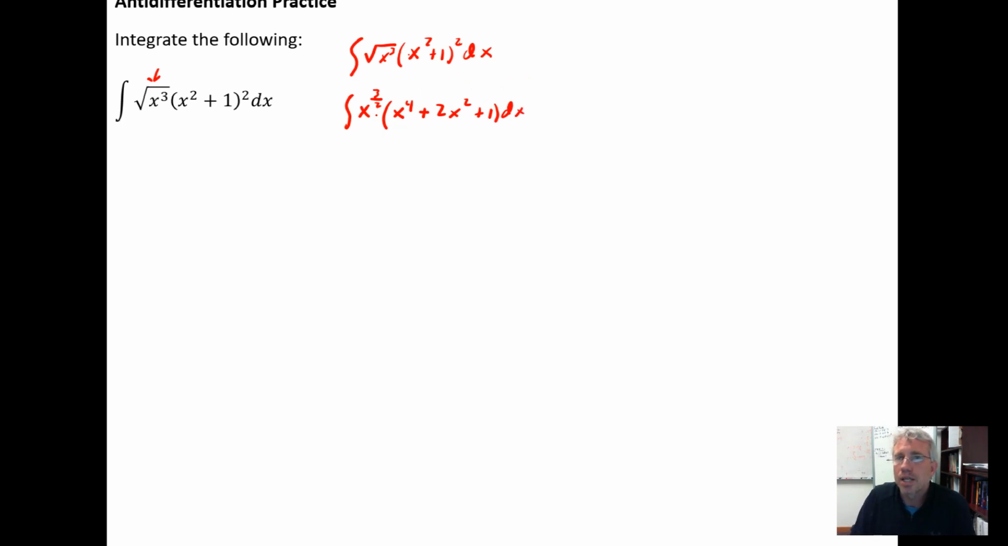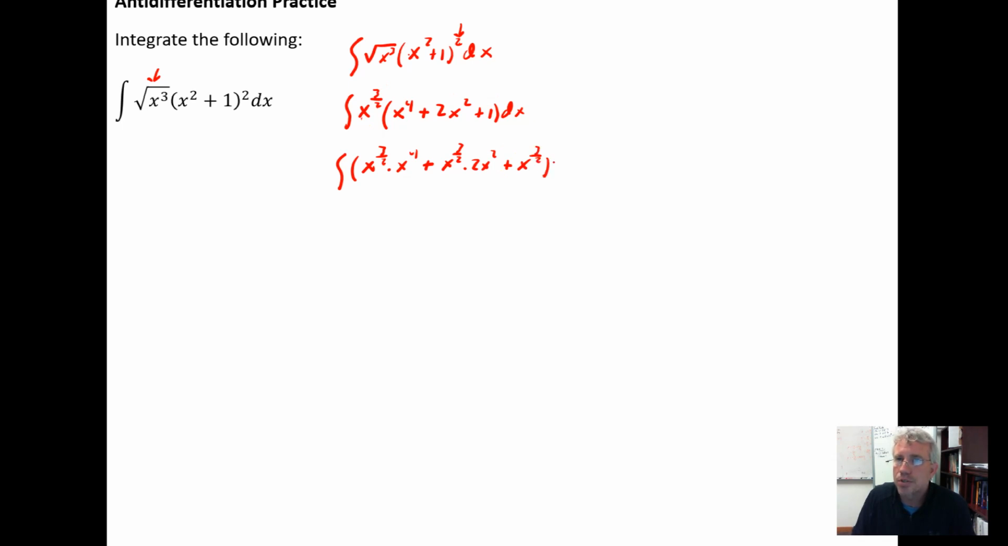And then we can take, now that we couldn't before, we couldn't distribute this into the parentheses before because of the squaring on the parentheses. But the moment our parentheses is to the 1st power, we can use the distributive property to say, hey, I can distribute x to the 3/2 into the x to the 4th term, plus I can distribute the x to the 3/2 into the 2 times x squared term, plus x to the 3/2 times 1 is just x to the 3/2.